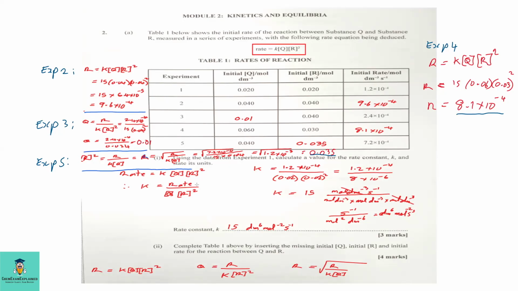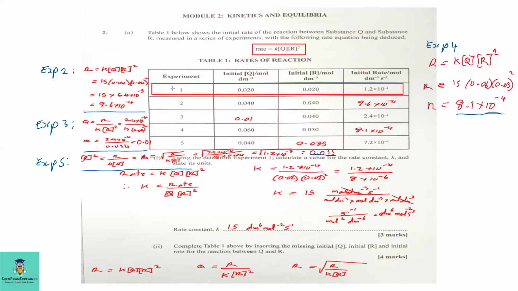We are going to be using the rate equation to answer part 1, using the data from experiment 1. So here we have experiment 1. Calculate a value for the rate constant K and its unit. So right away, we can look at the equation and we're going to make K the subject of the formula. That's the proportionality constant or the rate constant. So K is equal to rate divided by the initial concentration of Q times the initial concentration of R squared.